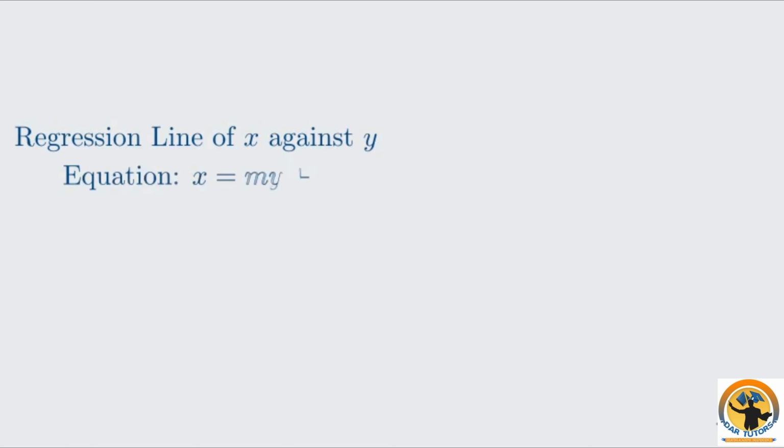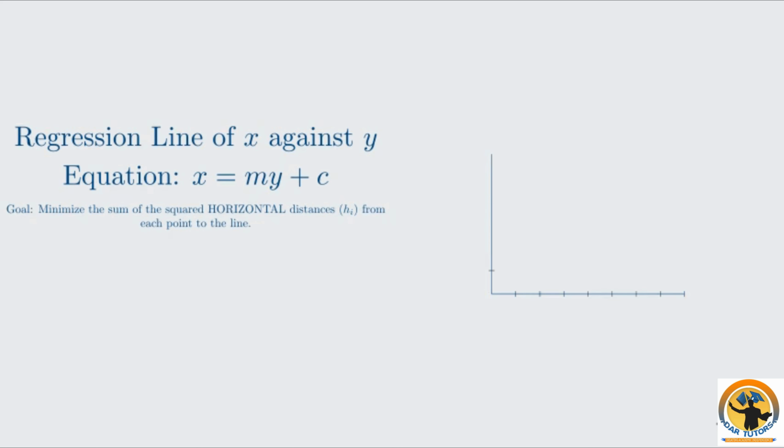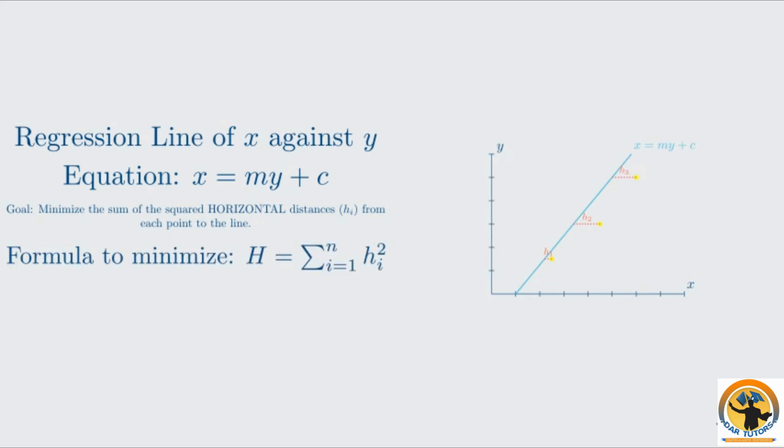Now let's formally define the regression line of x against y. Just as before, our goal is to find a line of best fit. This time, the equation of our line will be x equals my plus c, where x is the subject. Instead of vertical residuals, we minimize the horizontal distances from each point to the line. These horizontal distances represent the error in our less precise x variable. The formula we are minimizing is the sum of these squared horizontal distances: H equals the sum from i equals 1 to n of h sub i squared. This gives us a method for fitting a line when the error is primarily in the x-coordinate.